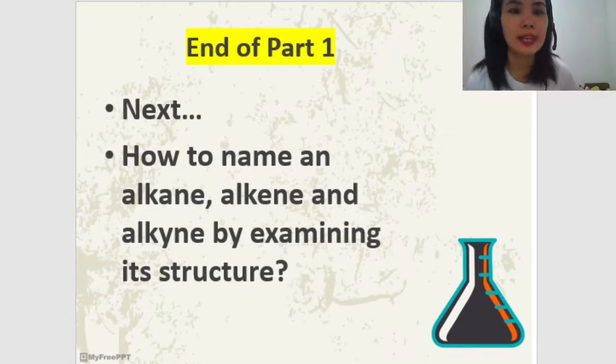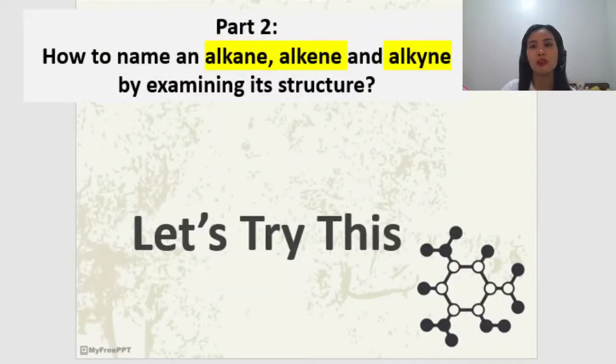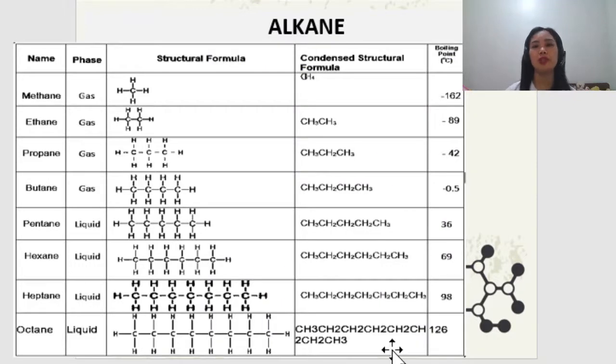Now, we are going to learn how to name an alkane, alkene, and alkyne by examining its structure. Get ready with your lecture notebook, for we are about to conduct this activity again. Let's try this. What we have here is a figure of the alkane group. If we observe, we have the name, phase, structural formula, condensed structural formula, and the boiling point. We have 1, 2, 3, 4, 5, 6, 7, 8 examples of alkane members. Now get ready with our guide questions.